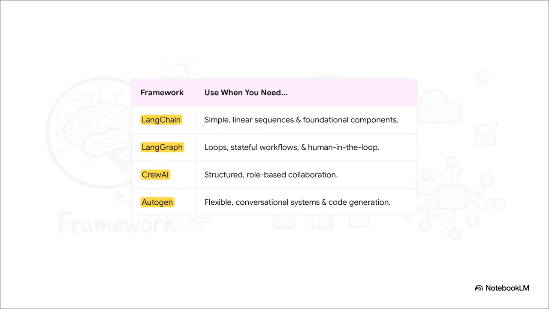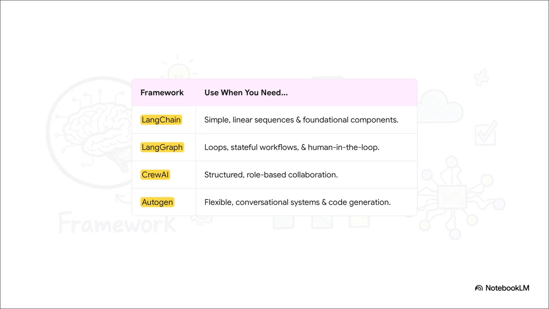It's actually pretty straightforward. If you just need simple, linear sequences and the basic building blocks, start with LangChain. It's the foundation. If you need your application to have loops, think for itself, and maybe get a human's approval along the way, that's a job for LangGraph. If you're orchestrating a whole team with very specific roles and a clear process, go with CrewAI. And finally, if you need a flexible conversational system, especially for something complex like code generation, Autogen is probably your best bet.